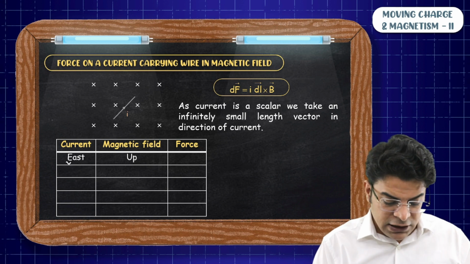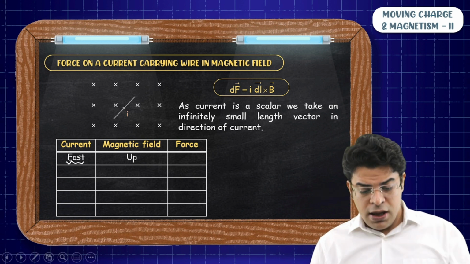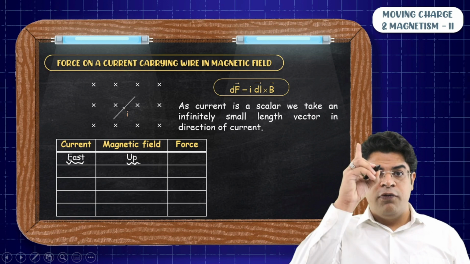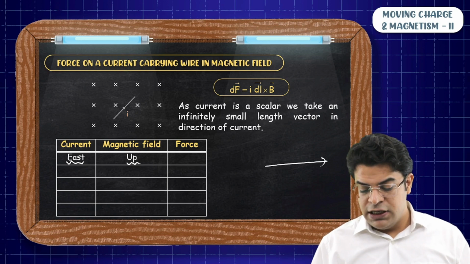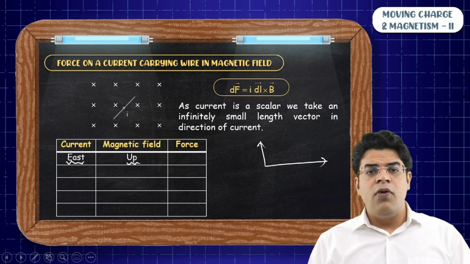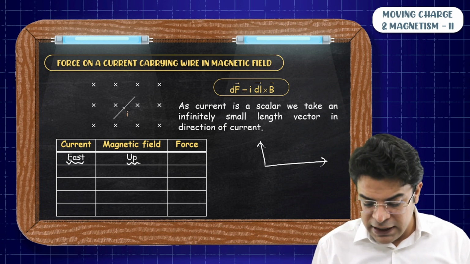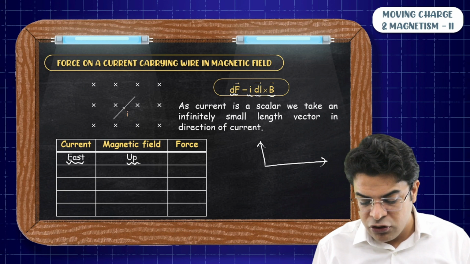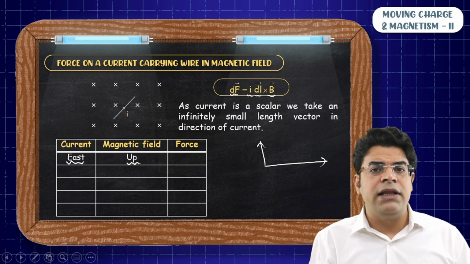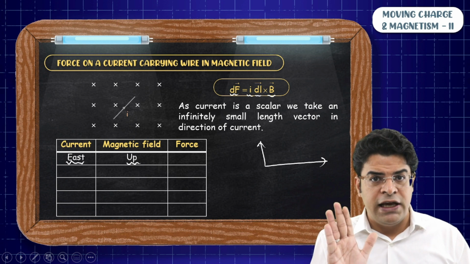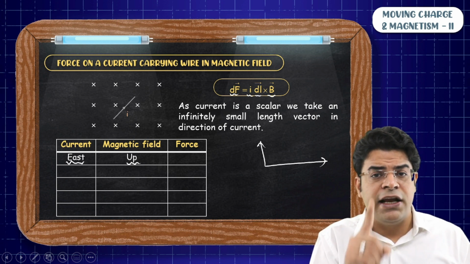The first case, the current is towards east and the magnetic field is upward. How will you find the direction of magnetic force acting on it? So we know that dF equals I into dl cross B. So we have to align the fingers of right hand in the direction of dl, and dl is taken in the direction of flow of current.